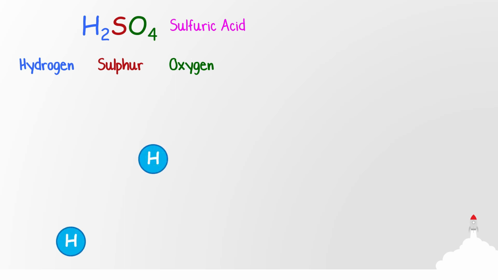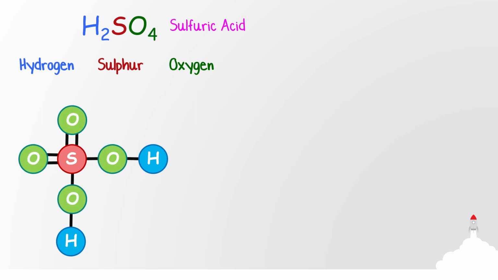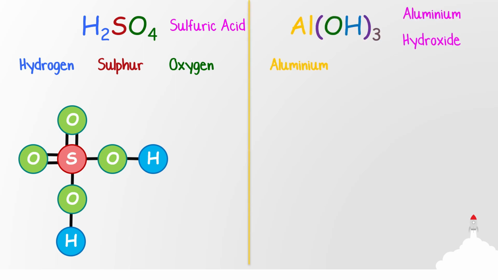It contains 2 atoms of hydrogen, 1 atom of sulfur, and 4 atoms of oxygen, giving this compound. Let's look at another example, Al(OH)3, aluminium hydroxide. So Al represents aluminium, O represents oxygen, H is for hydrogen. The brackets are used to group everything inside them, and the number on the outside, which in this case is 3, tells us how many of those groups there will be.